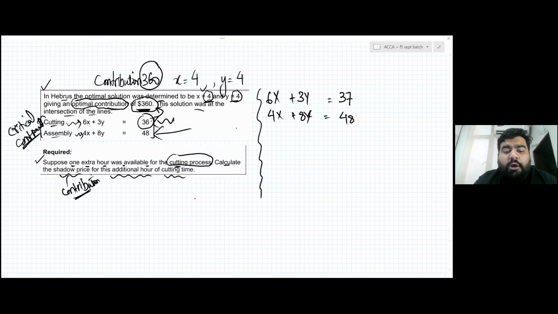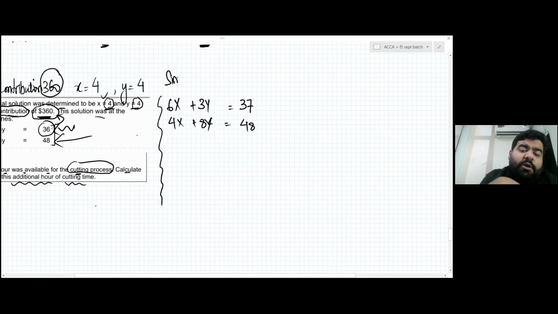How? Again, now it's a simultaneous equation. We have done it in the last class. If there is any simultaneous equation, this is how you have to do the question. So 6x plus 3y is 37, 4x plus 8y is 48.